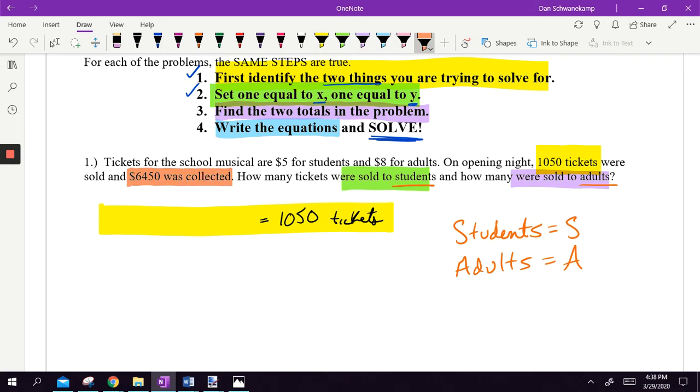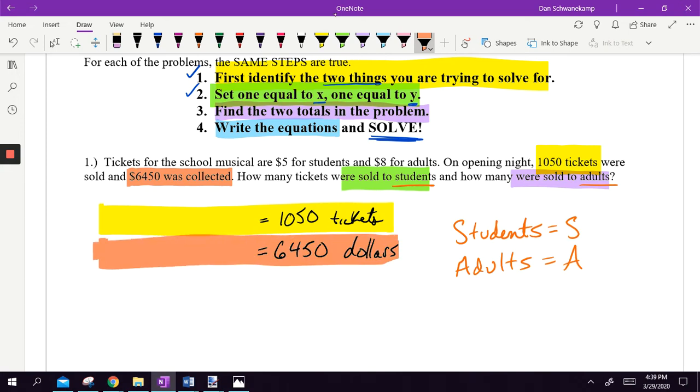$6,450 was collected. So I'm going to write another equation that's equal to $6,450. So that second equation is my money equation. I'm going to write an equation that only has to deal with money. And that's what I'm going to try to do. So we've almost done the whole thing.